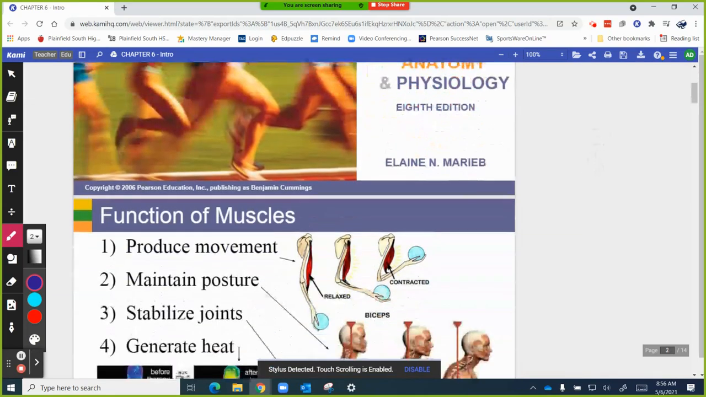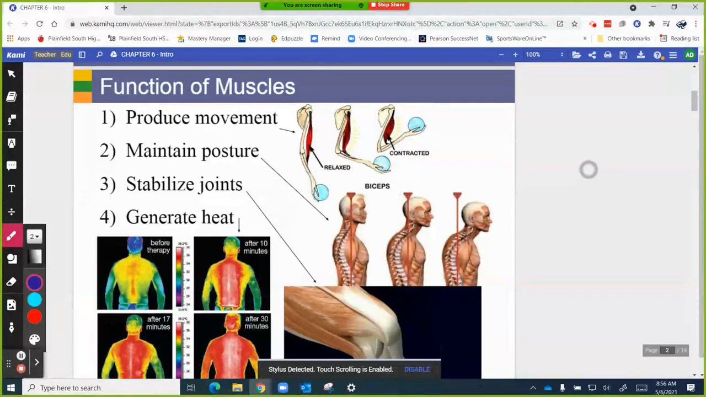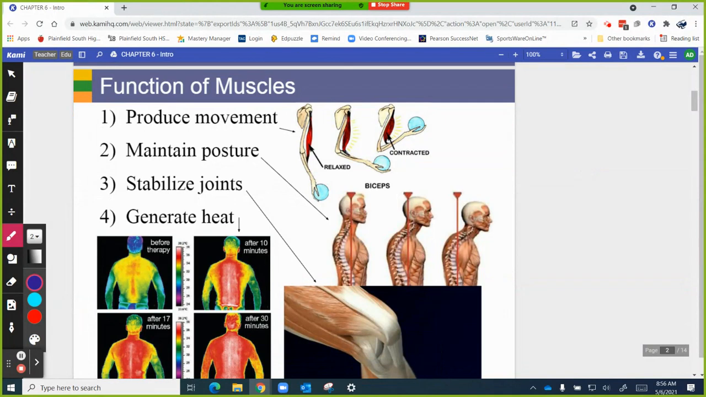Okay, so for the muscular system, we just need to go through a little bit of some functions and some other things. There are four basic functions of the muscular system. Obviously, the main function is to provide movement for us. It's the only way that we can actually move our skeleton or move things around inside of our body, through some sort of muscular contraction.